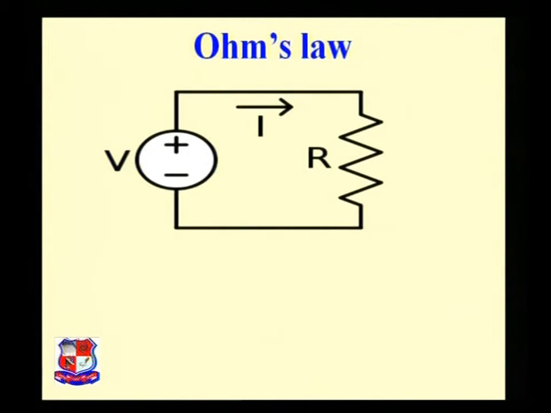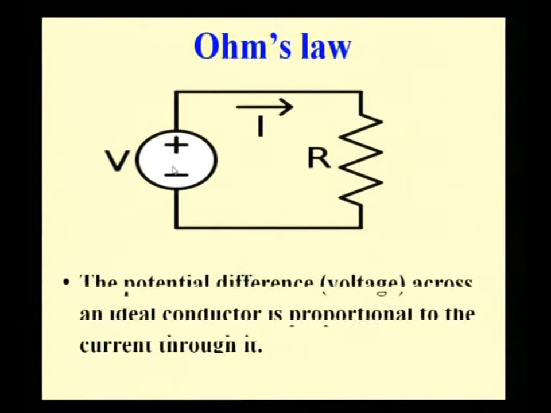As shown in the figure, one voltage source V and one resistance R. Here we assume that the resistor is a pure conductor. So whenever we connect any pure conductor with a voltage source, there is a current passing through the conductor. Now this current is directly proportional to the applied voltage. That means how much current will flow depends on the value of the voltage source. So we can write it easily in one sentence.